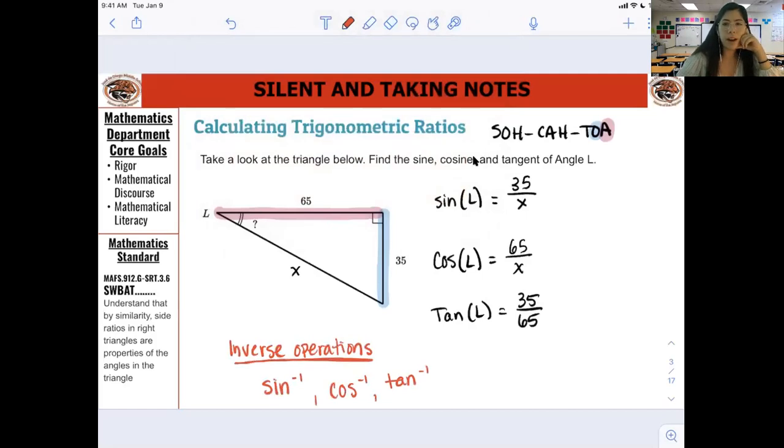And we'll talk about how exactly you do those in just a moment. But at this point, that's the most important thing to understand. It's the opposite of taking the tangent would be the inverse tangent. The opposite of doing the cosine is the inverse cosine, and the opposite of doing sine is the inverse sine.